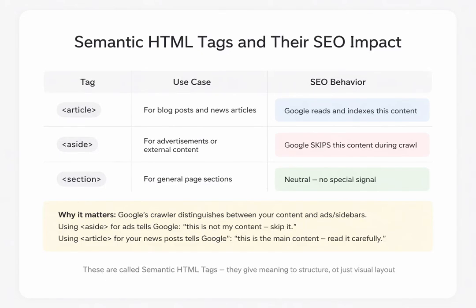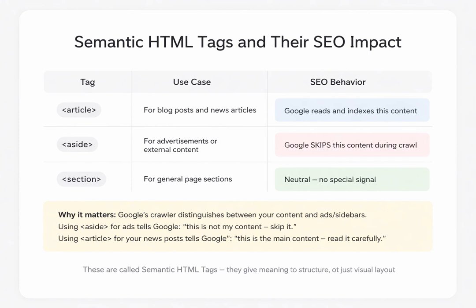Here's something that many developers overlook. The HTML tags you choose actually communicate meaning to search engines. This is called semantic HTML. When you wrap your news article content inside an article tag, you're telling Google's crawler, this is the primary content of this page, rate it carefully and index it.